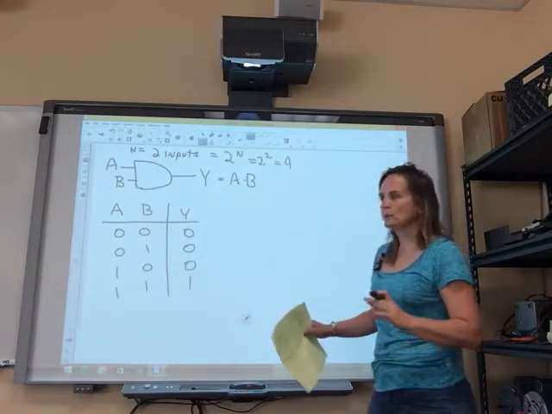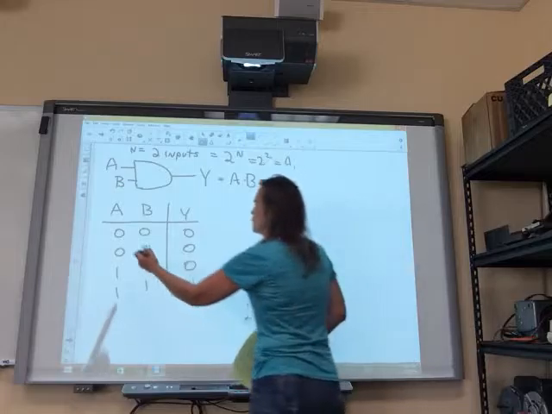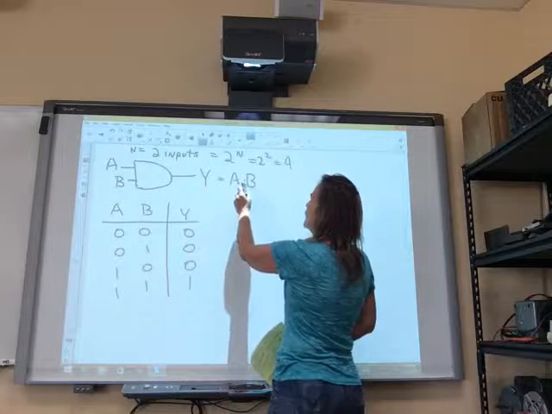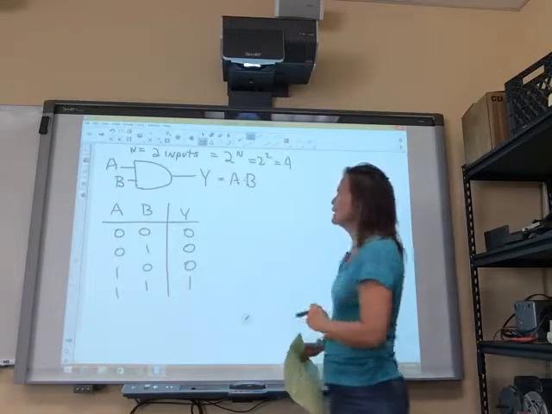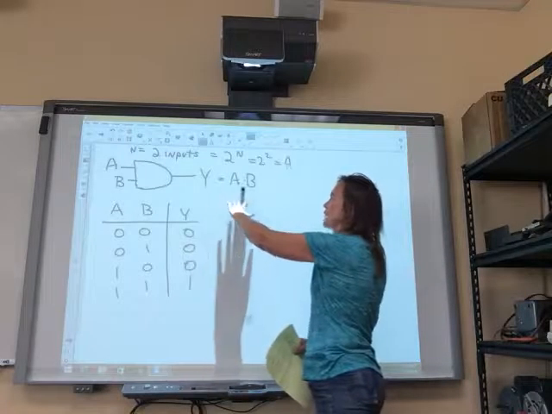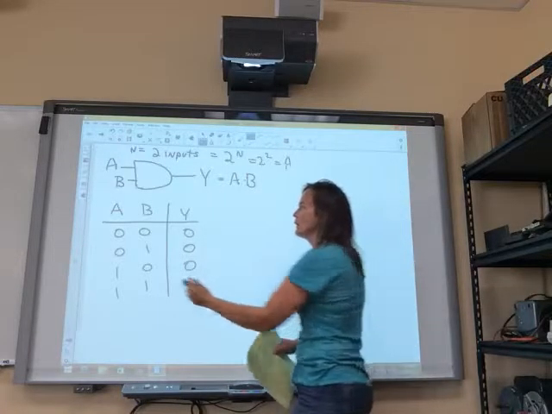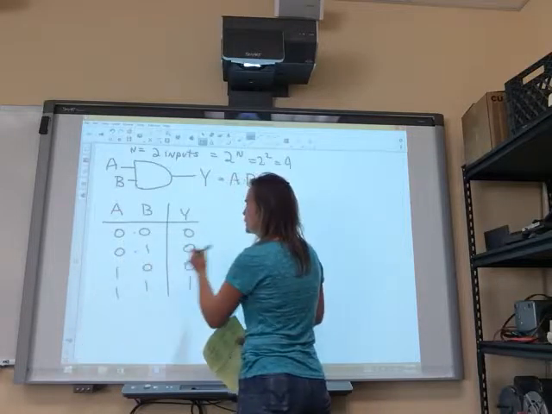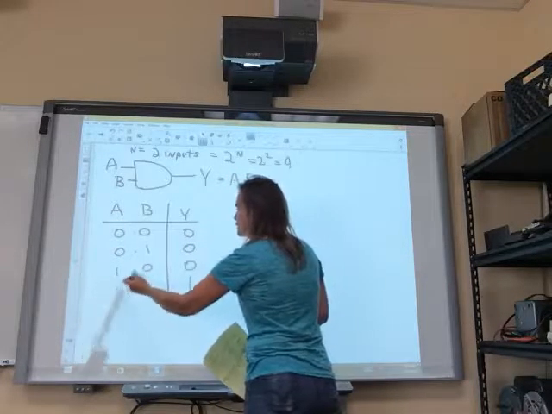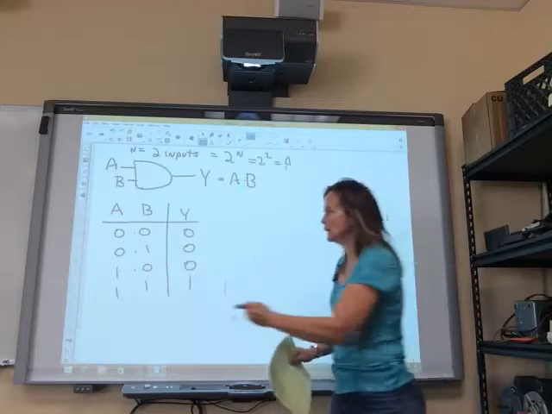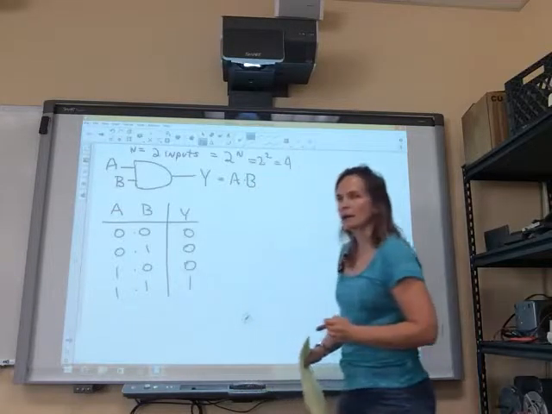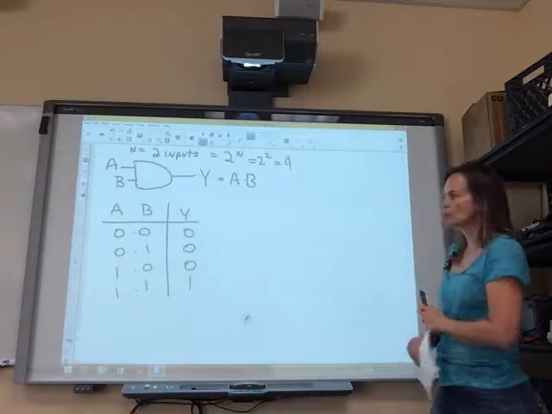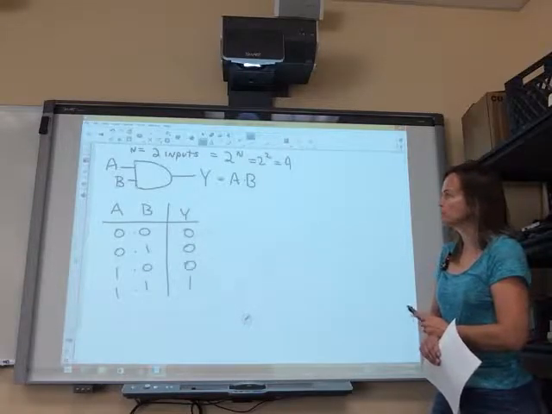Now if we look at this with our rules of multiplication, because just the way this is written, even though the answer is A and B, if we multiply 0 times 0, we get 0. 0 times 1, we still get 0. 1 times 0, we still get 0. And 1 times 1, we finally get a 1. So it's similar to multiplication.